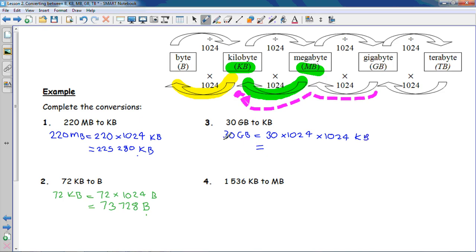Once again, when you do that on your calculator, you're going to get a very large number. You're going to get 31,457,280 kilobytes. And you can check that yourself on your calculator. Okay, that is supposed to be a kilobyte.